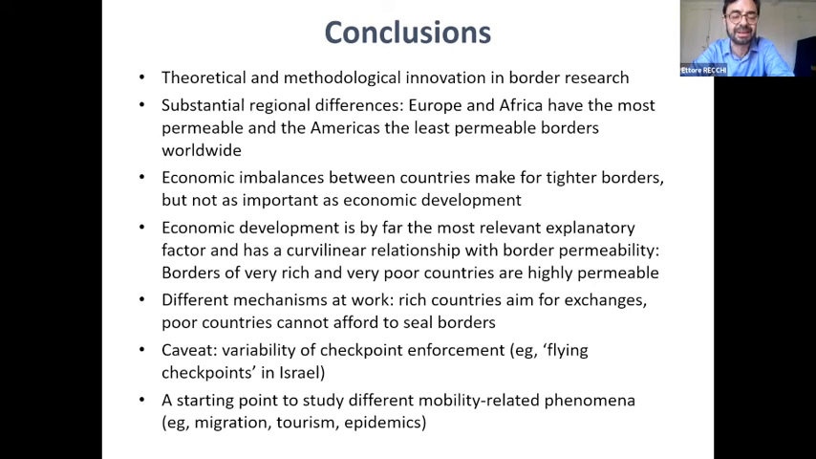But we still think that our border permeability index is a good starting point to study a number of different mobility-related phenomena. First of all, migration, but also tourism, and non-negligibly also the capacity of countries to seal the borders and protect themselves from the spread of epidemics, as became topical in very recent years.